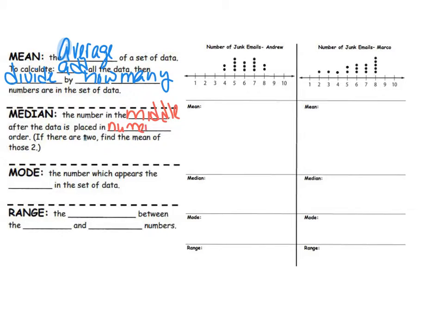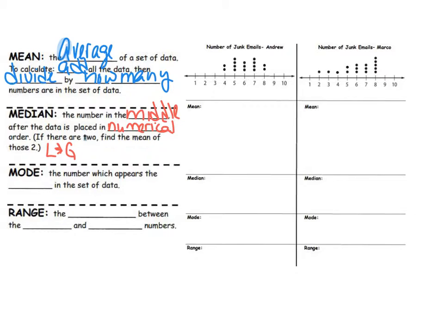Numerical order means what? What does numerical order mean? Least to greatest. Yeah, least to greatest. So basically, when we're looking for the median, we're writing our data from least to greatest.